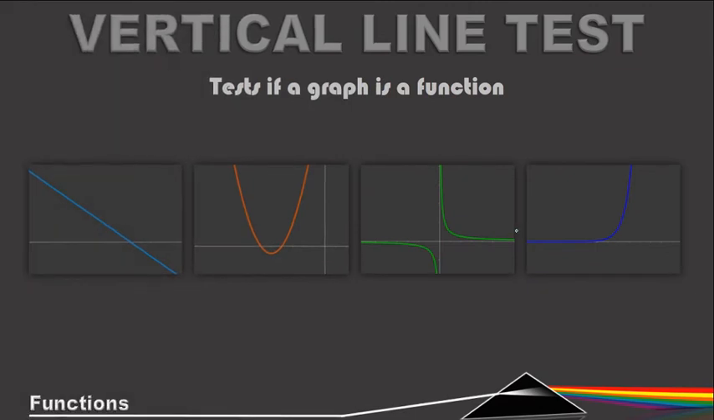Now, let's do the vertical line test on all our popular, or general, functions. We've got the straight line. You can see that that's a function. Then we've got the parabola, definitely a function. The hyperbola only cuts it once. And similarly the exponential. So all of these pass the vertical line test.